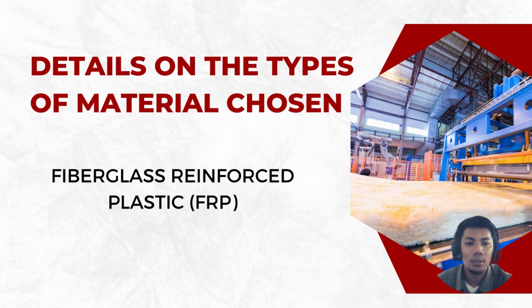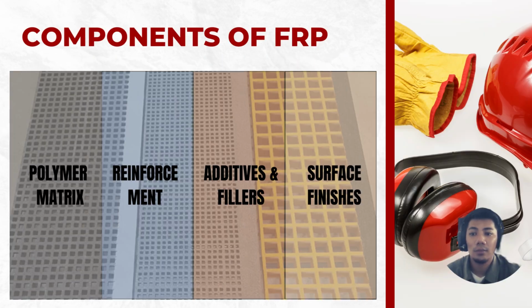Next, the material that we choose for our topic will be the fiberglass reinforced plastic, FRP. FRP is a composite material made up of several different components. The first component will be the polymer matrix, which is the base material that provides the shape and structure of the FRP. The polymer matrix is typically made of materials such as epoxy, polyester, and vinyl ester.